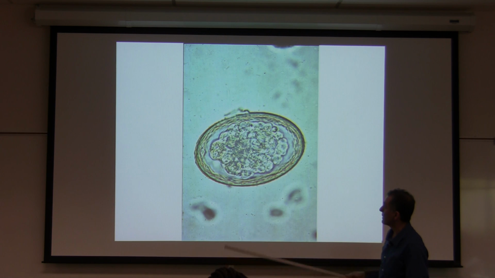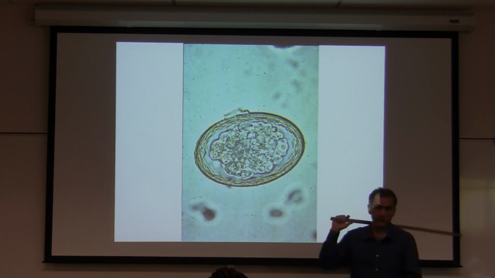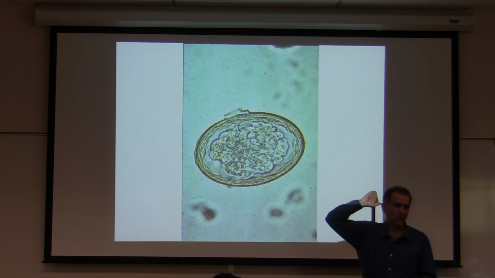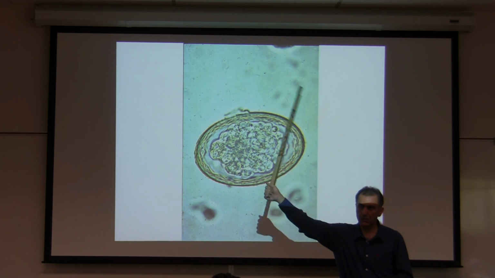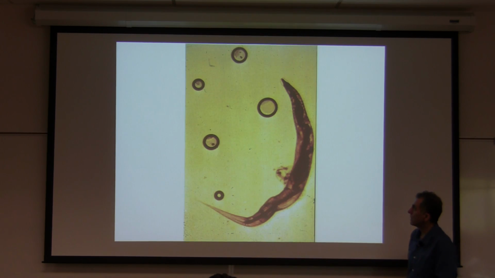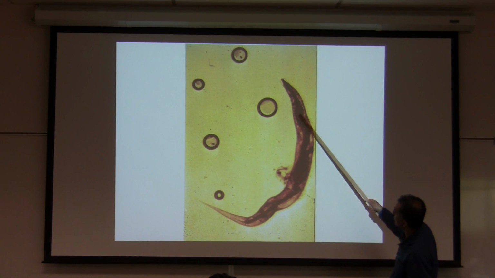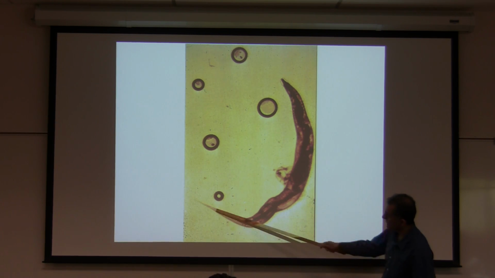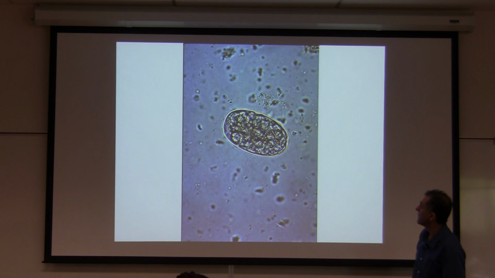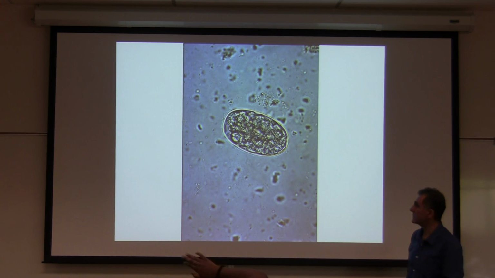Ascaris eggs. What is the name of the organism? Toxascaris leonina. Who are the hosts? Wild carnivores. Pharyngeal ball. What is the name of the organism? Enterobius vermicularis, pinworm. Again, hookworm egg. Is that right? Ancylostoma duodenale. Yes.